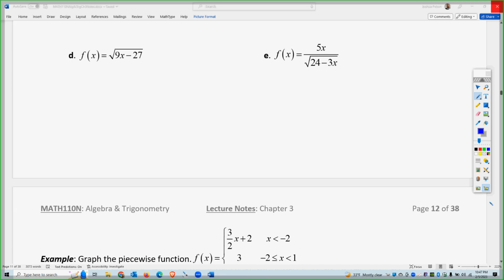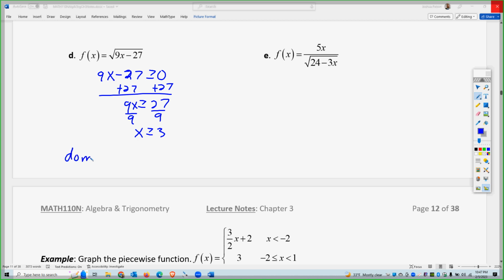Okay, so I have an even root here. Even roots cannot be negative. So 9x minus 27 must be greater than or equal to 0, right? Because it just can't be negative. So I'll add 27. So 9x is greater than or equal to 27. Divide by 9, x must be greater than or equal to 3, right? So my domain is 3 or greater, and you can actually be 3 because you plug in 3, get 0. The square root of 0 is 0, that's fine.